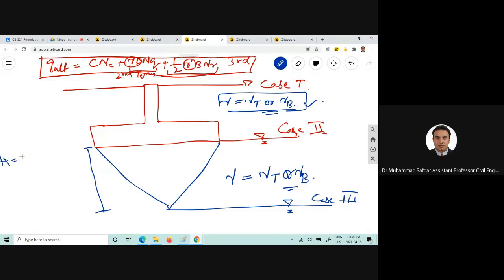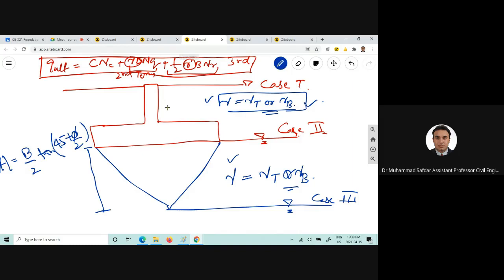A slightly modified equation is used here. It's B by 2 tangent 45 plus phi by 2. Okay, so you will need to check the height of the elastic wedge here, and you will use these unit weights in the second and third terms.